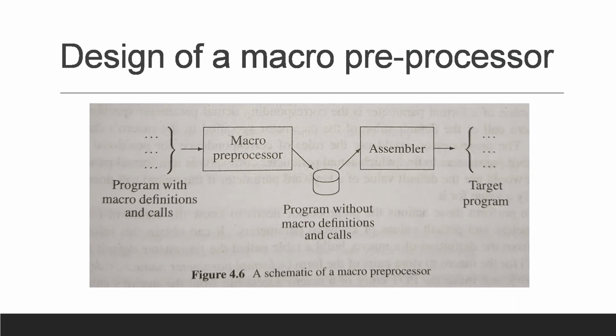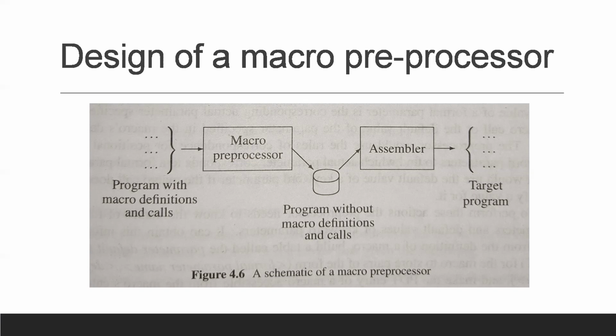So starting with a program with macro definition, we have reached the target program that is given by the assembler. So here two softwares are coming into the picture. The first software is the macro preprocessor and the second software is the assembler. The output given by the macro preprocessor is taken as input by the assembler, and the assembler will give you the final target program. So this is the simple design of a macro preprocessor.